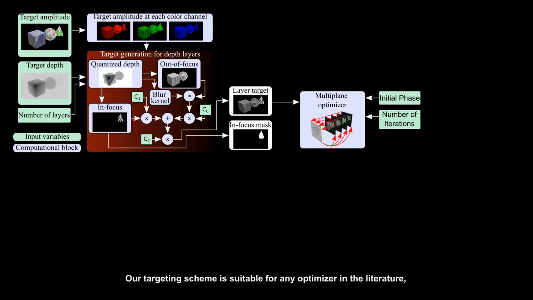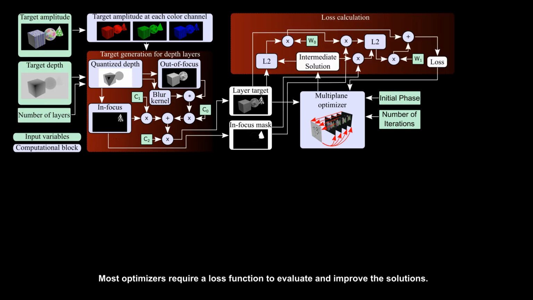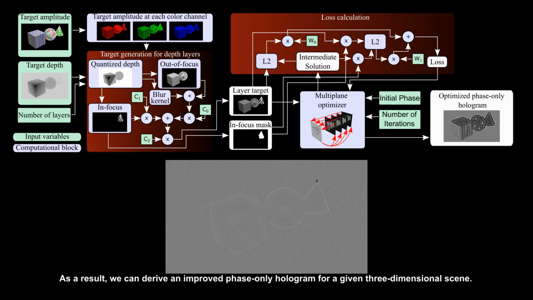Our targeting scheme is suitable for any optimizer in the literature, including the most common Gerchberg-Saxton method and stochastic gradient descent optimizers for holography. Most optimizers require a loss function to evaluate and improve the solutions. We also derive a new loss function that pays special attention to the focus parts and overall image integrity. As a result, we can derive an improved phase-only hologram for a given three-dimensional scene.